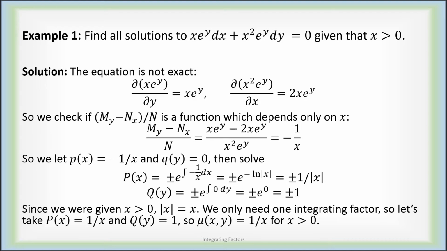Okay, so we only need one integrating factor. So let's take P of x as 1 over x and Q of y as 1. Take their product, so mu of x,y is just 1 over x. So we found our integrating factor mu, 1 over x.